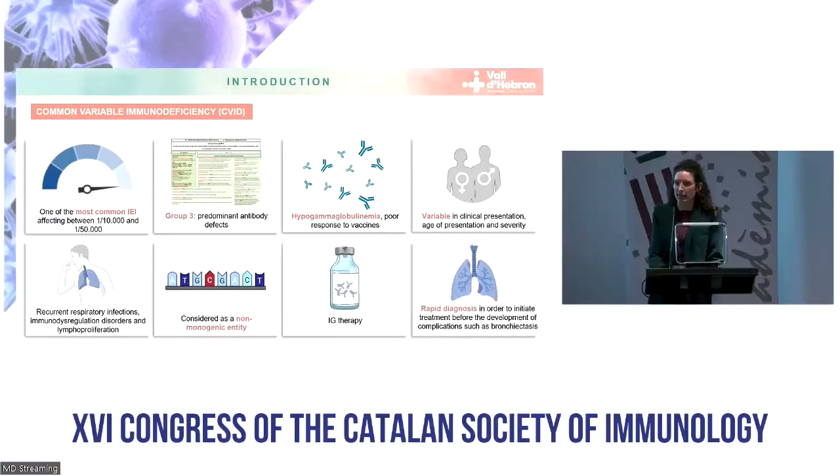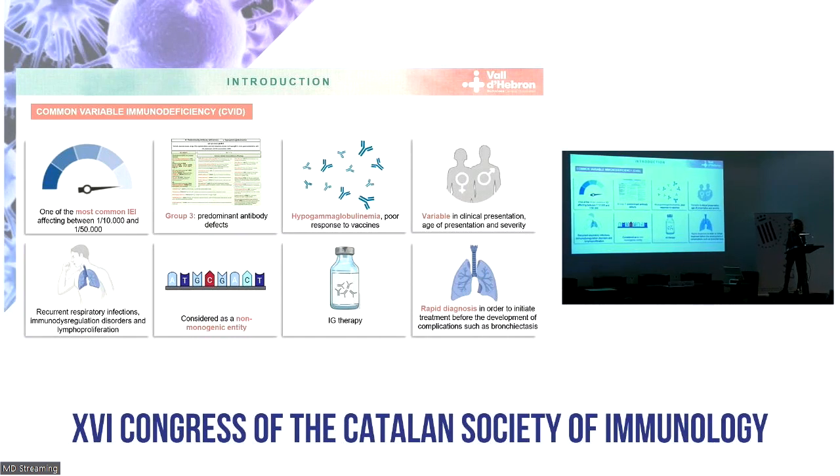So first of all, let's talk about CVID. CVID stands for Common Variable Immunodeficiency. It is one of the most common inborn errors of immunity and is classified in group 3, predominant antibody defects. Patients with CVID are characterized by having hypogammaglobulinemia and poor response to vaccines. As its name suggests, it's variable in clinical presentation, age of onset, and severity. The main clinical features are recurrent respiratory infections, immunodysregulation disorders, and lymphoproliferation.